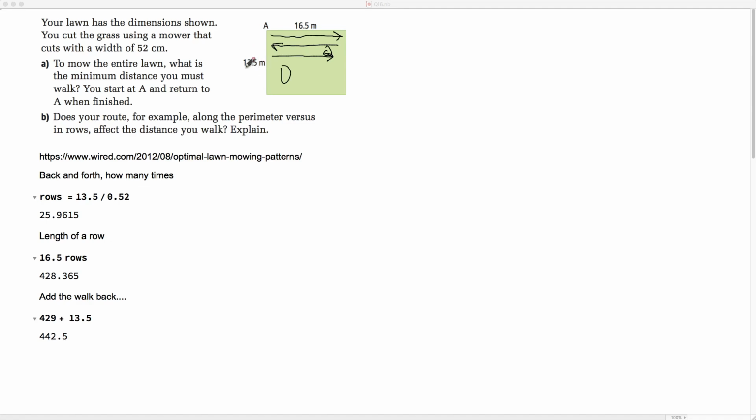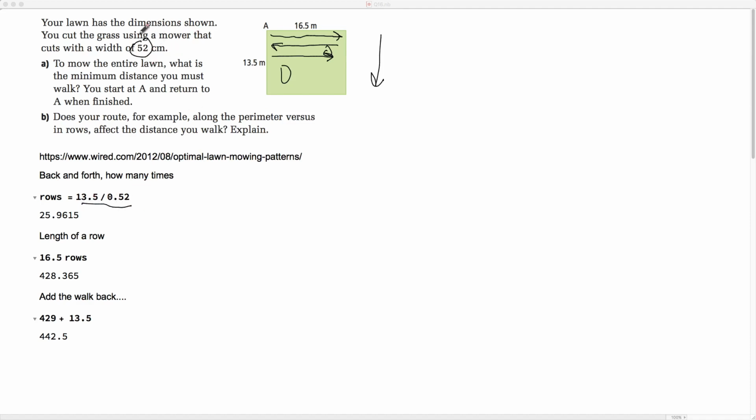So what you would want to do is figure out, how many times do I need to go back and forth if each row is chopping off 52 centimeters? And like I said, it's a bad assumption because we'd have to have some overlap. But if we can cut an exact width of 52 centimeters, the first thing I would want to know is how many times I have to go back and forth. So I'm going this way, turn around, going back, turn around, go back, and so on. So I took 13.5 and I divided that by 0.52.